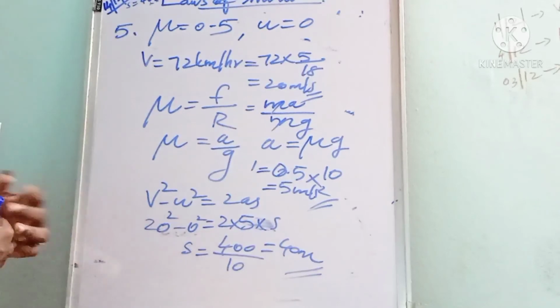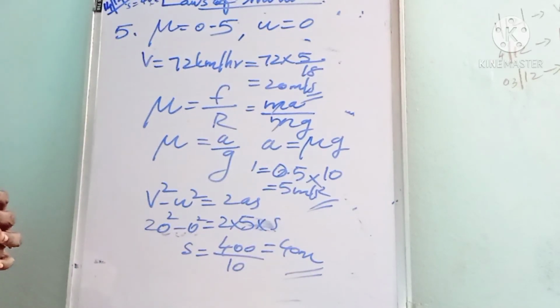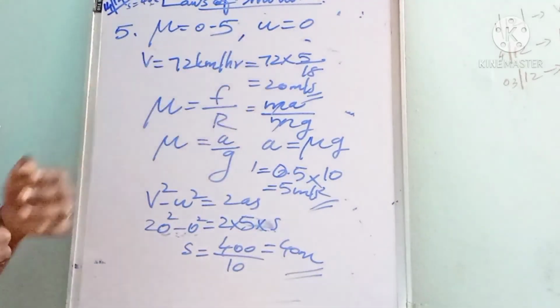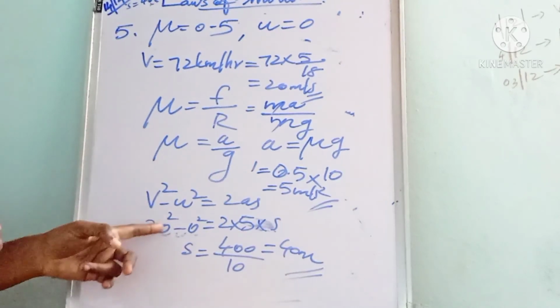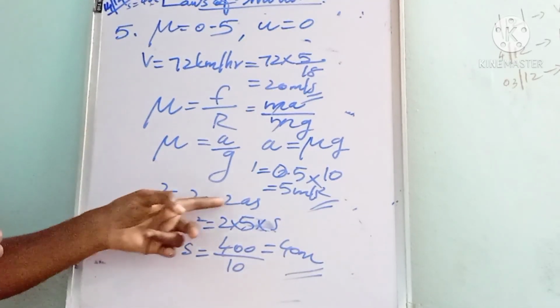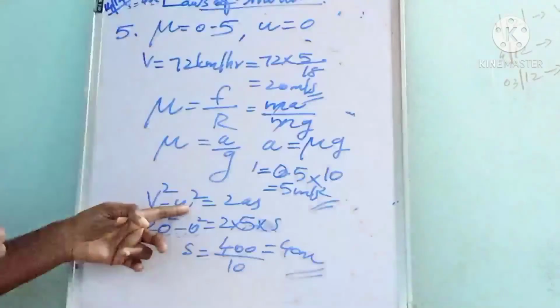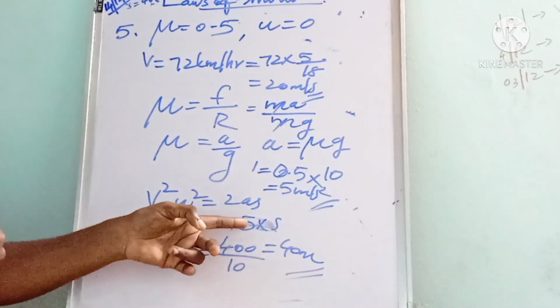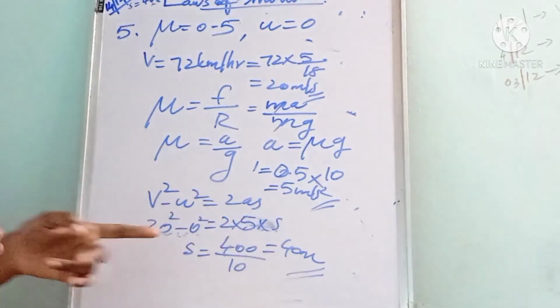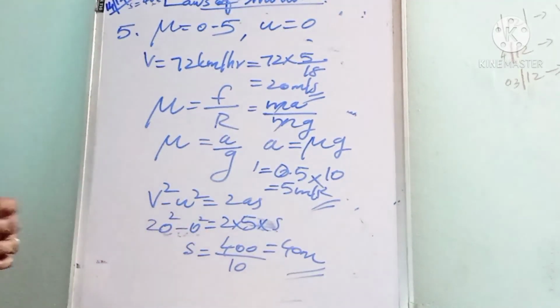Next, we have to calculate the minimum distance to acquire a speed of 20 meter per second or 72 kilometer per hour. For that, we consider the equation v square minus u square equal to 2as. Substituting v square as 20 square and u square as 0 square, equal to 2 into a, which is 5, into s. From this, s equals 400 by 10, and actually it is 40 meter.